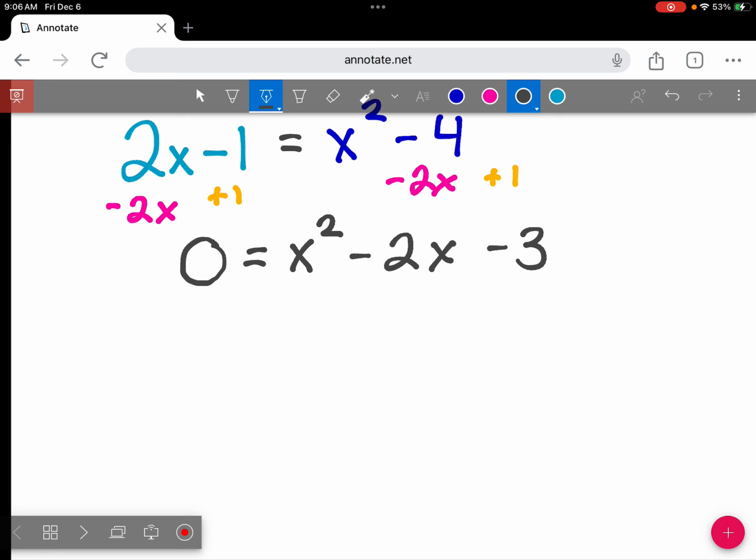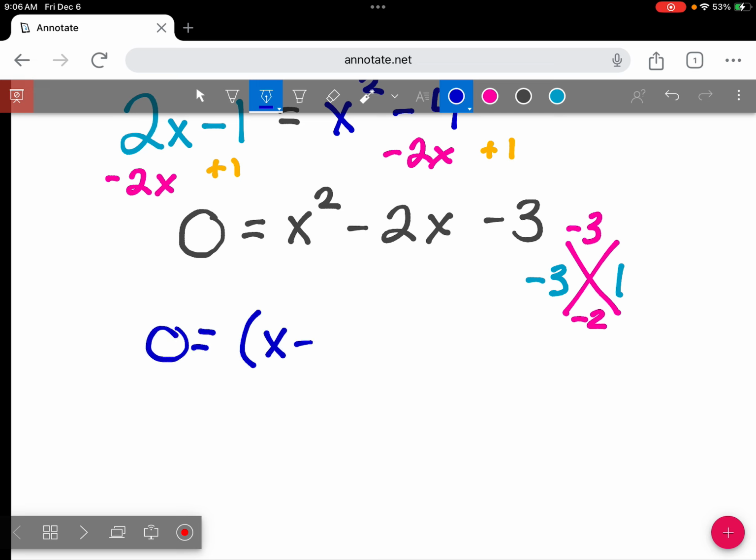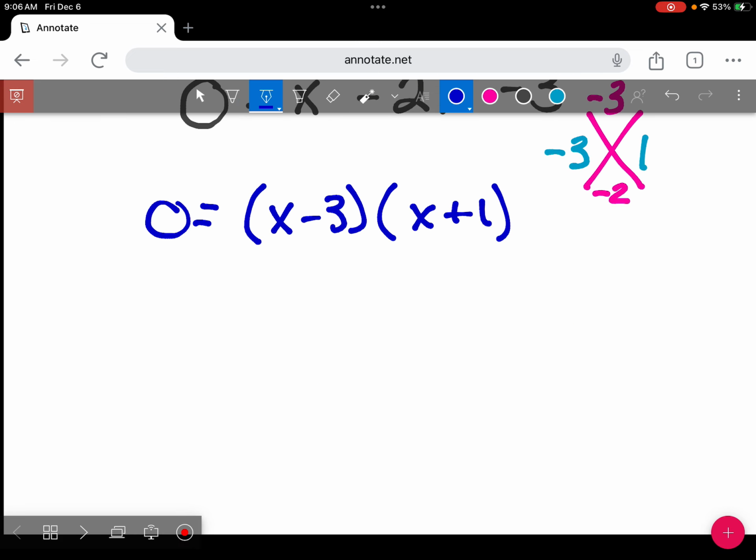How do I solve that? It factors. So we could use our x prime if we need to. Multiplies to be negative 3, adds to be negative 2. That's going to be a negative 3 and a positive 1. So our factored form is our x minus 3, x plus 1. So what are our x values? X equals 3. X equals negative 1.